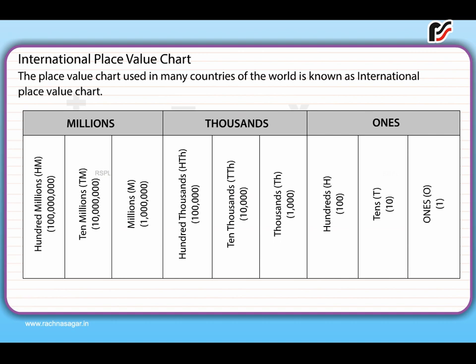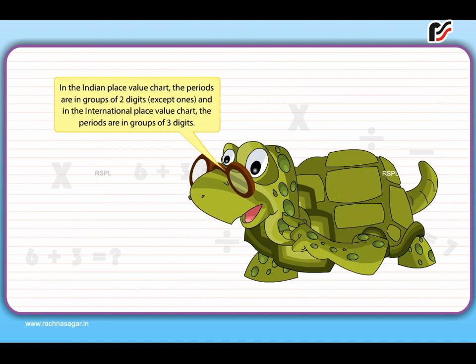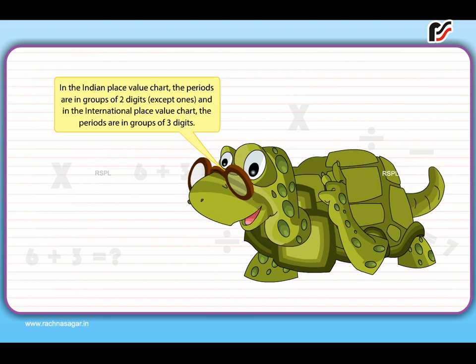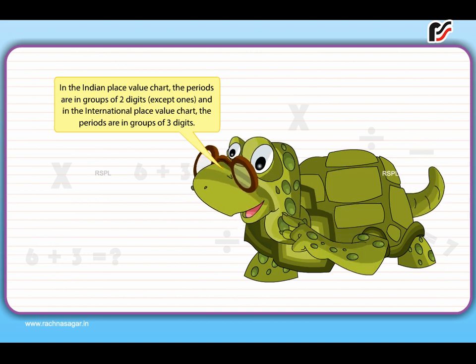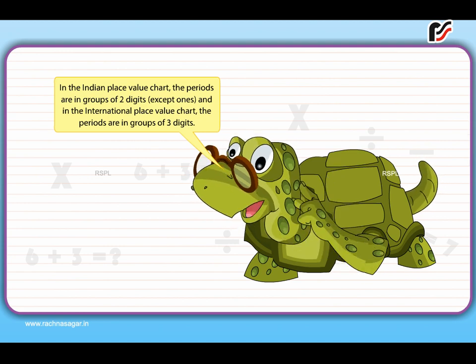International Place Value Chart. The place value chart used in many countries of the world is known as International Place Value Chart. In the place value chart, the periods are ones, thousands and millions, and the places are ones, tens, hundreds, thousands, 10,000s, 100,000s, millions, 10 millions, 100 millions. Remember, we put commas after each period to separate the groups. In the Indian Place Value Chart, the periods are in groups of 2 digits except ones. And in the International Place Value Chart, the periods are in groups of 3 digits.